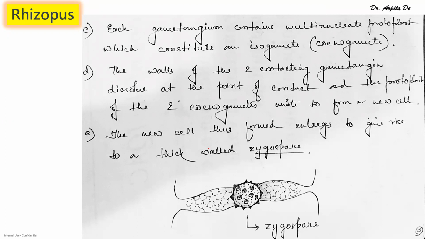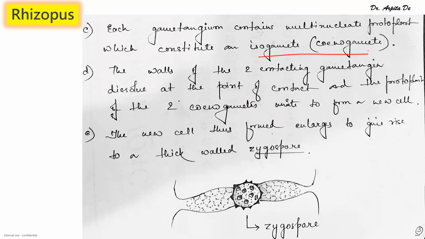So what did I say? I'm repeating once again. Each gametangium contains dense and multinucleate protoplast, and such protoplasts constitute an isogamete, which is also known as xenogamete. In the meantime, the walls of the two contacting gametangia dissolve at the point of contact, and the protoplast of the two xenogametes unite to form a new cell.